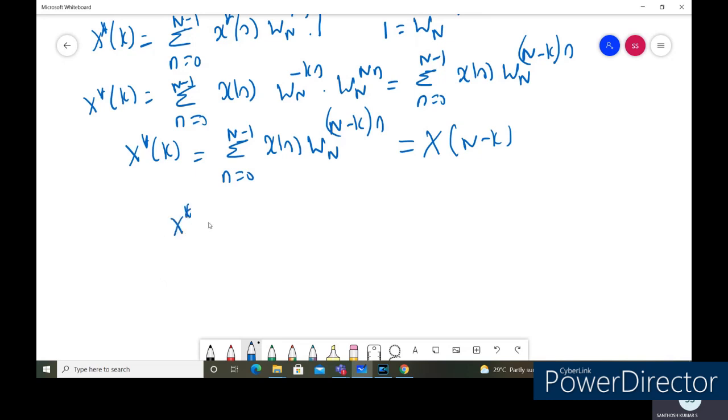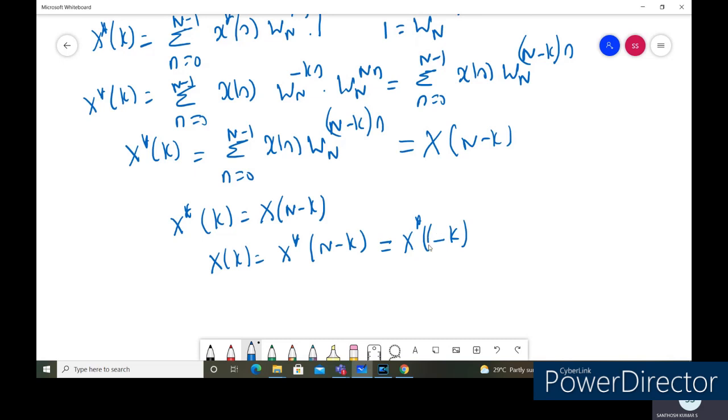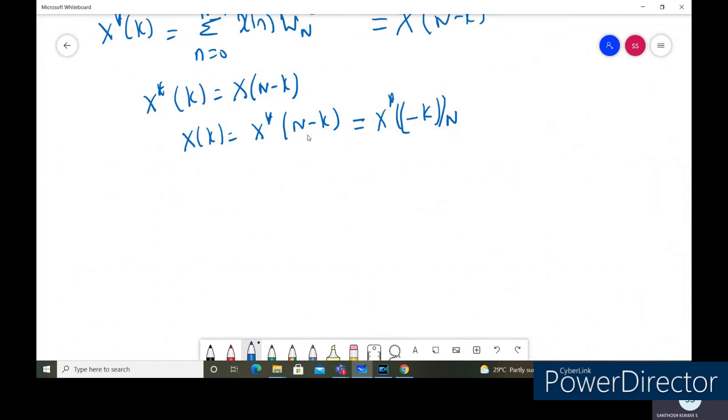So let us recall, X conjugate of k is equal to X of N minus k. If you take the conjugate on both sides, this becomes X of k is equal to X conjugate of N minus k. From the symmetry, that is the time reflection we are seeing, this can also be written as X conjugate of minus k mod N. So I am going to consider X of k and X conjugate of N minus k.